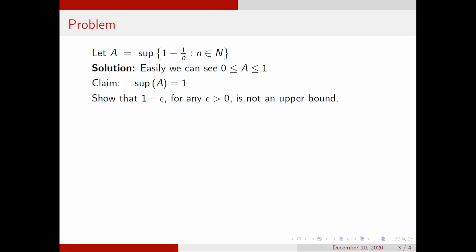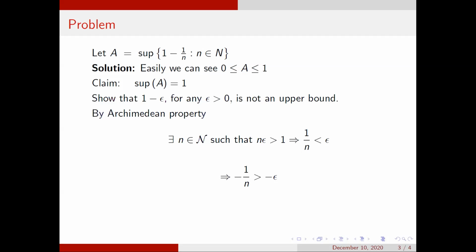How to show that? We know the Archimedean property, by which we say that for any positive number, here epsilon is a strictly positive number, there exists a natural number n such that n epsilon is strictly greater than 1. This implies 1 by n is less than epsilon, right?